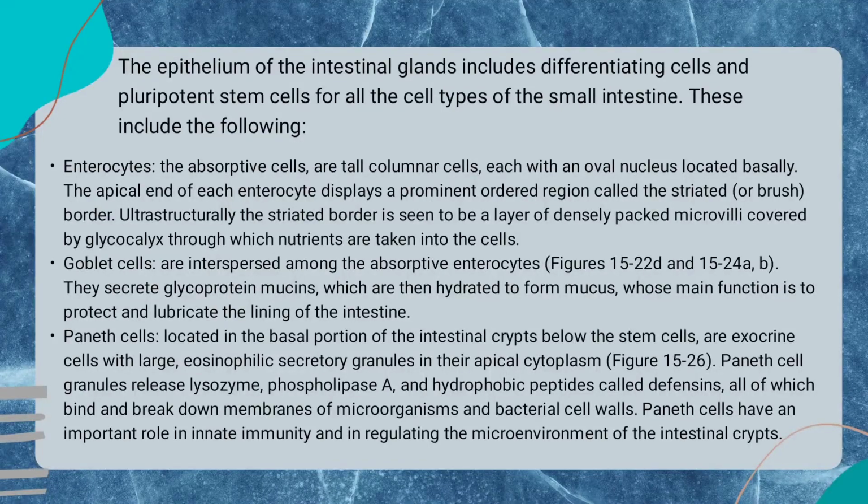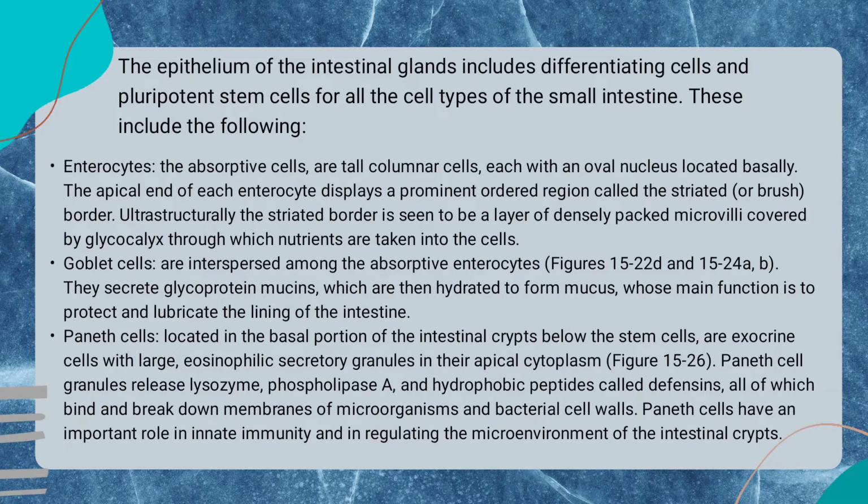Second, we have here the goblet cells. They are interspersed among the absorptive enterocytes. They secrete glycoprotein mucus, which is then hydrated to form mucus, whose main function is to protect and lubricate the lining of the intestine.